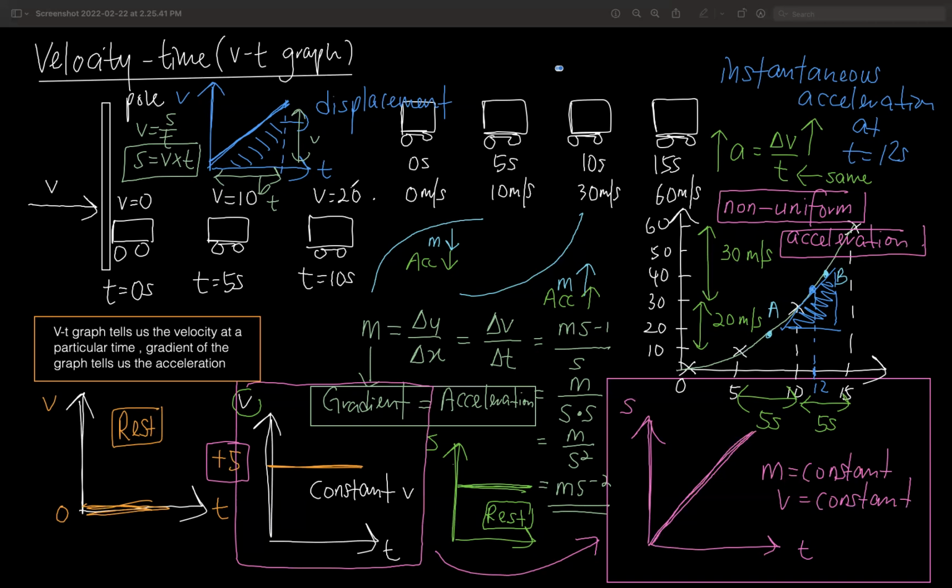Okay, now I will show you one example on the calculation of the VT graph. Okay, before that, 1 minute and I will go to the next slide.